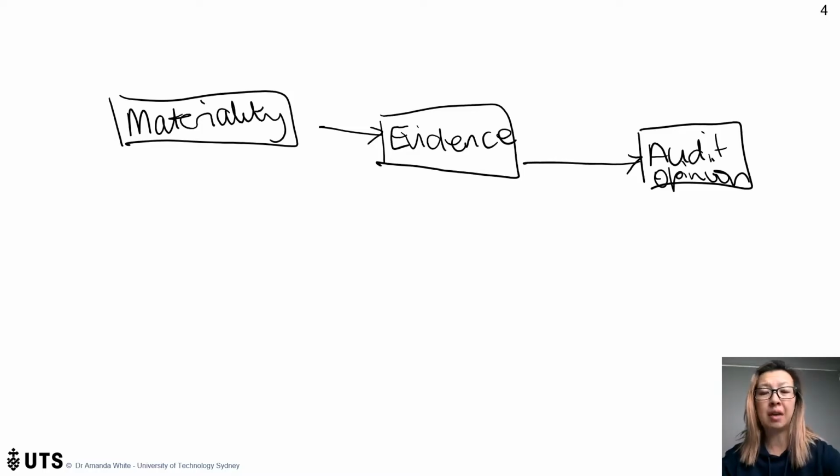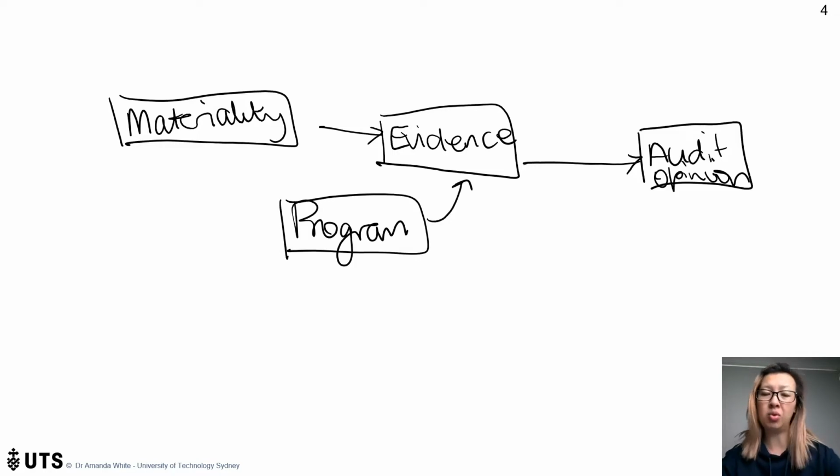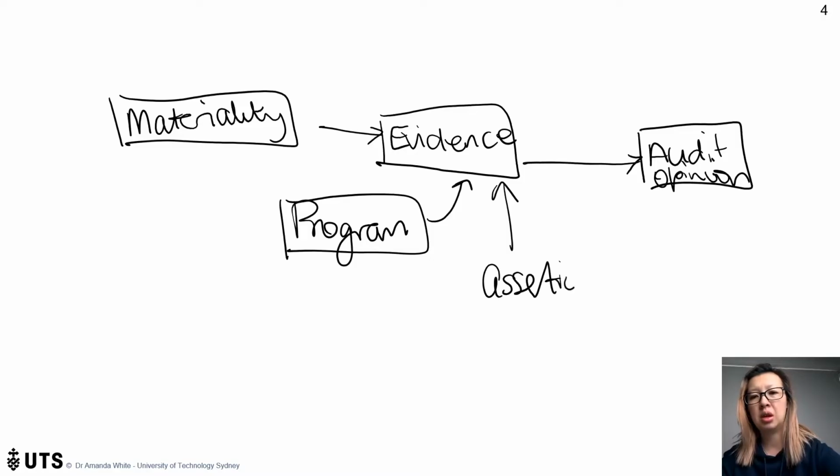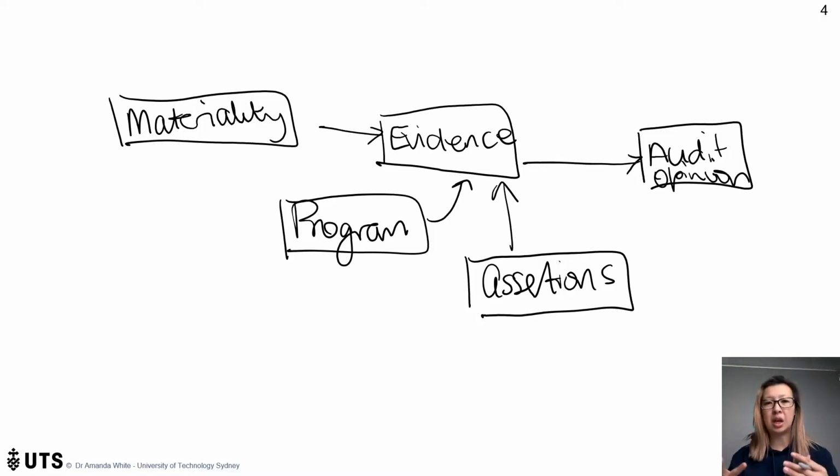I also need to have some sort of program to go ahead and collect my audit evidence. And that program needs to make sure that my evidence also meets my assertions. And I know that I've got my balance and my transaction assertions. Now, the way in which I go ahead and I collect evidence, which is really my audit program, is going to be highly impacted by something called our audit risk model.